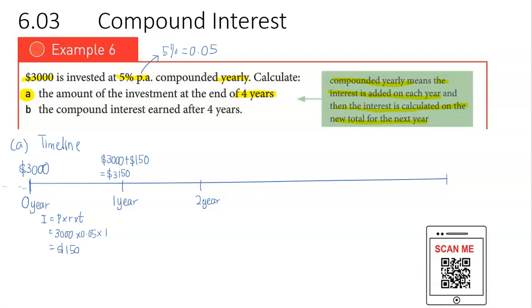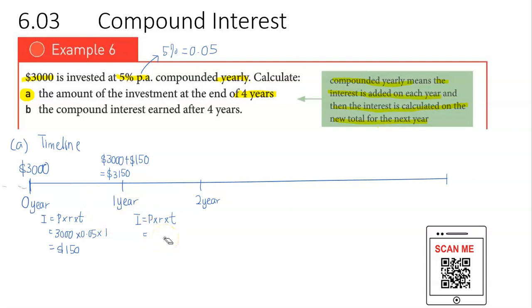So this is what I mean by a timeline. Calculate one by one. So next one, continue. I find the interest for the second year. So P times R times T. My P over here will be using the new principal value at the end of the first year.